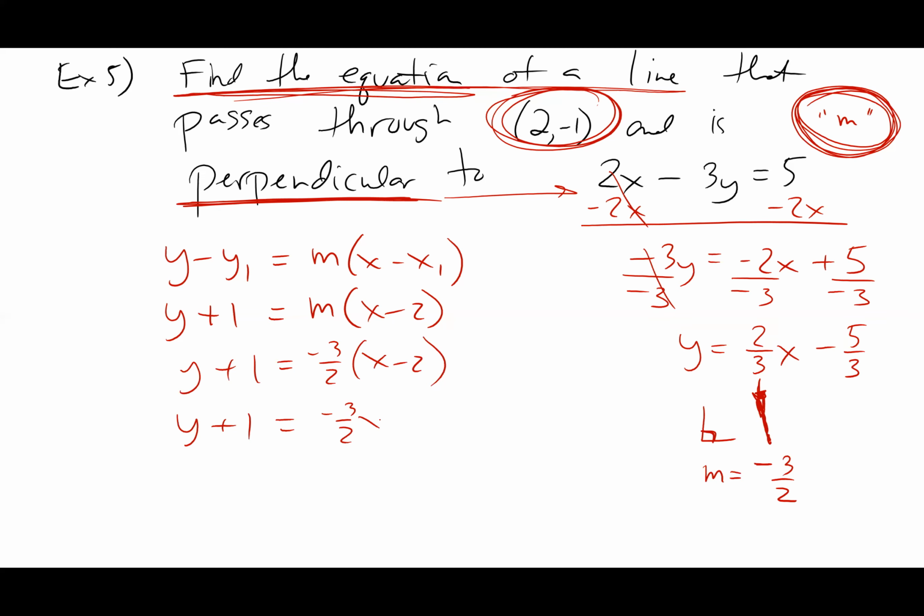I distribute the 3/2 to x. Negative times the negative is a positive. And 3/2 times 2, the 2's will cancel, just left with 3. And I'm going to subtract 1 from both sides to solve for y. And voila, I get myself the answer. There it is. There's my equation that goes through (2, -1). It is perpendicular to that equation. All right, hopefully that was good enough to get us done with 1.3.